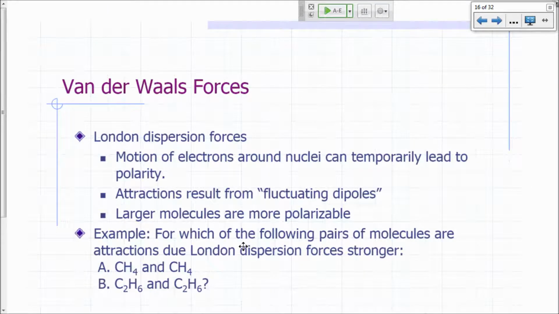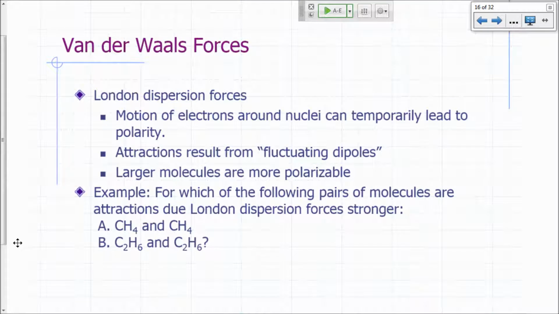So let's talk about London dispersion forces now. The motion of electrons around the nuclei can temporarily lead to polarity. One thing you have to keep in mind is if you have atoms and molecules, electrons are always moving around the nuclei all the time, really fast. In fact, so fast that it's convenient for us to just imagine the electron as a blur or a cloud around the nuclei, right? But because they're always moving, at any particular instant, it's very likely that you can have what's called temporary or momentary polarization.